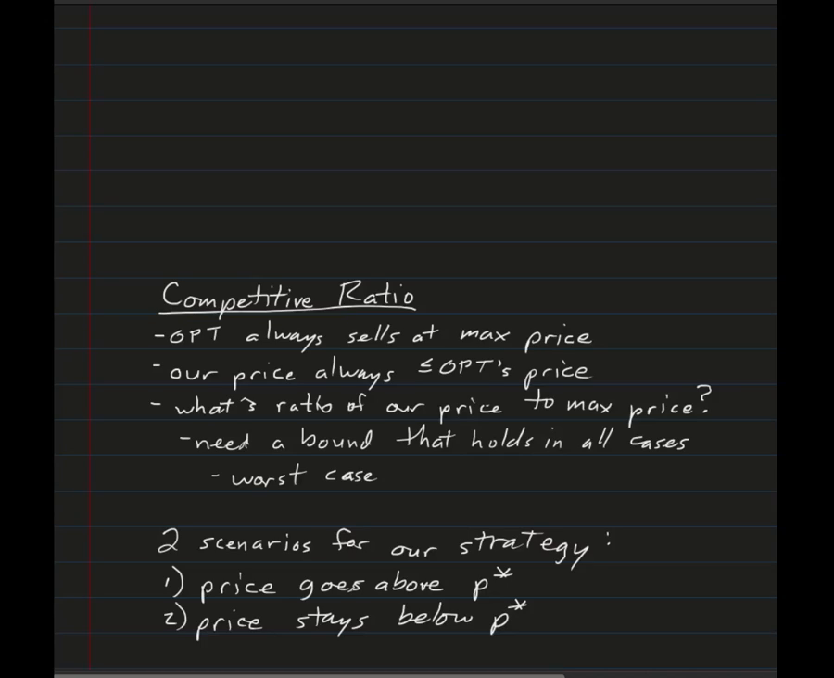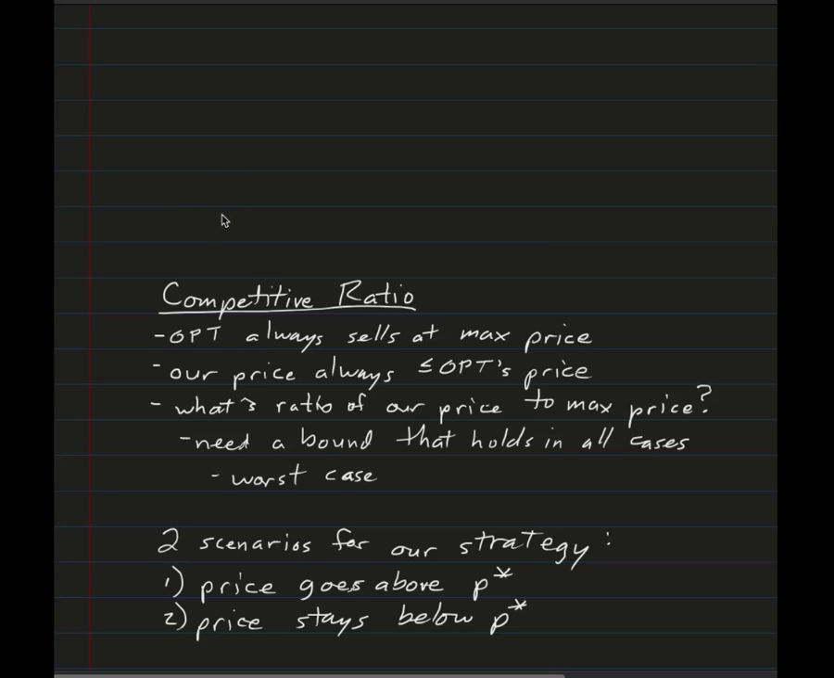Part 1 asks us to show that this choice of P star and the strategy for our online algorithm achieves a certain competitive ratio. Let's remember what a competitive ratio is and how it applies to this problem. We're comparing our online algorithm to the optimal clairvoyant algorithm that can know the future. In this case, that means the clairvoyant algorithm opt can always sell at the maximum price. We only see the price each day as we go along.